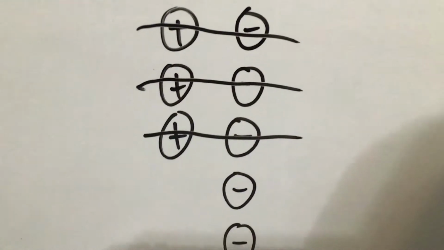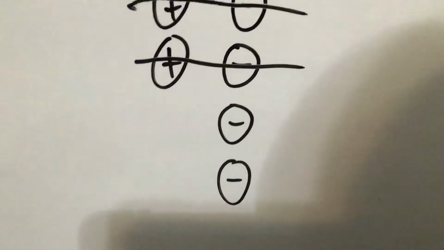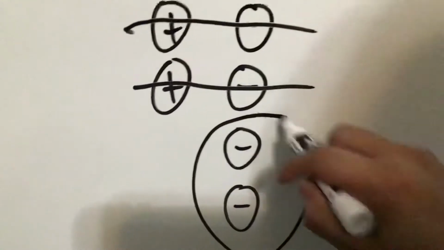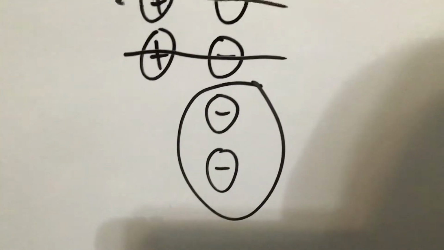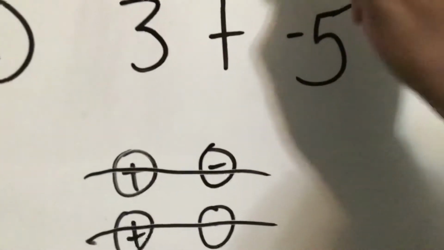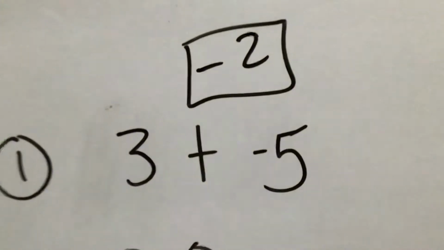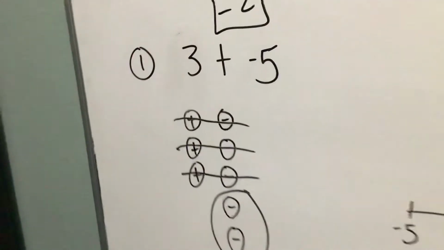So that means that whatever you have left will be your answer. As you can see, -2 is what we have left. So -2 will be our final answer for that.